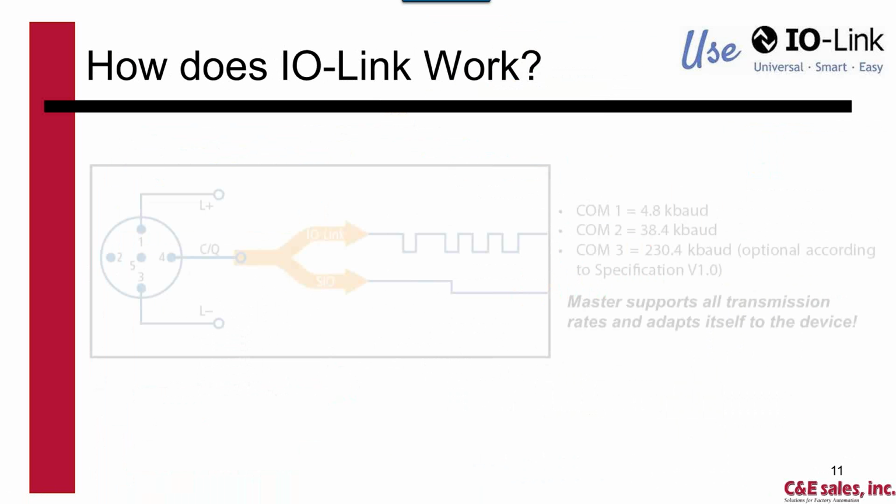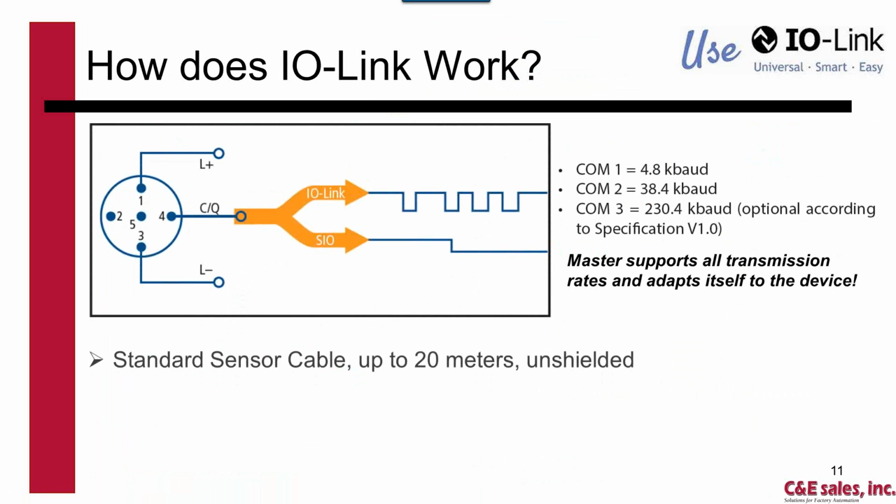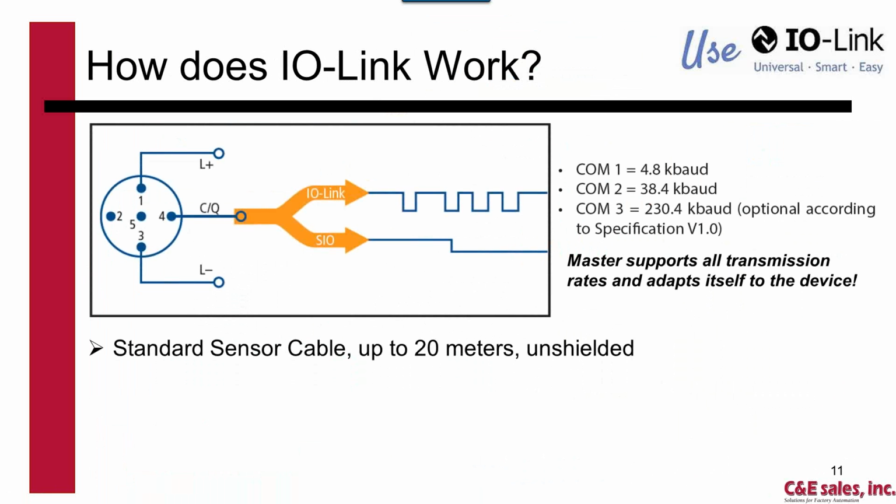For a 3-wire proximity sensor or photo eye, the sensor was already supplied with 24-volt DC power via the brown and blue wires on pins 1 and 3. The black wire provided the digital signal. It made sense if we were able to turn that pin 4 black wire from a digital signal into a communication signal. This would allow the same sensor cable to be used. The IO-Link standard allows for an unshielded sensor cable to be used up to 20 meters long.